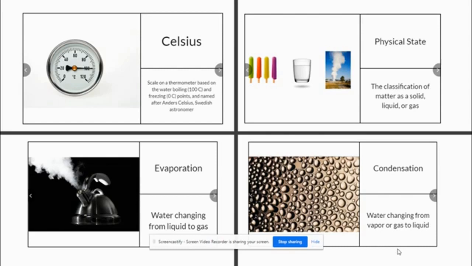And then, of course, condensation. Condensation is water changing from vapor or gas to a liquid. That's what we see most often when we have a cup of ice water on a hot day. It's that water that forms on the outside of the cup.